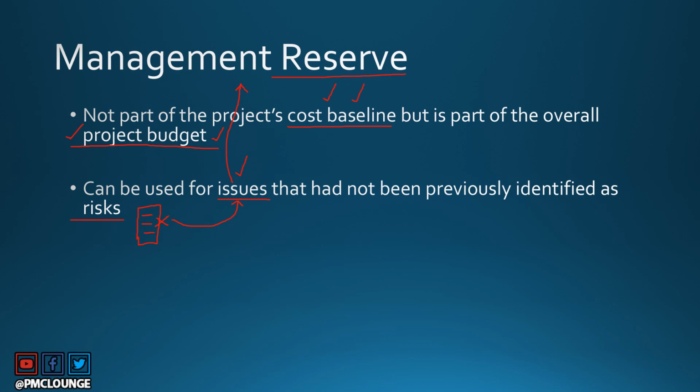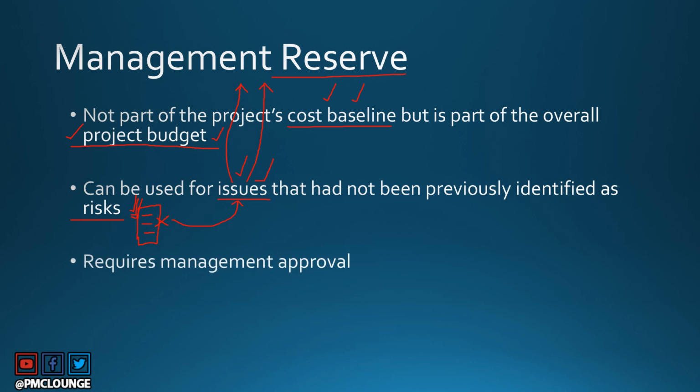All the risks that are available in your risk register, you already have the contingency reserve, the amount under contingency reserve to handle all these risks. But let's say you were not able to identify one risk or more than one risk, and now that risk has materialized, it has become an issue, and you need money to deal with it. You are going to get your hands on the management reserve to deal with such issues.